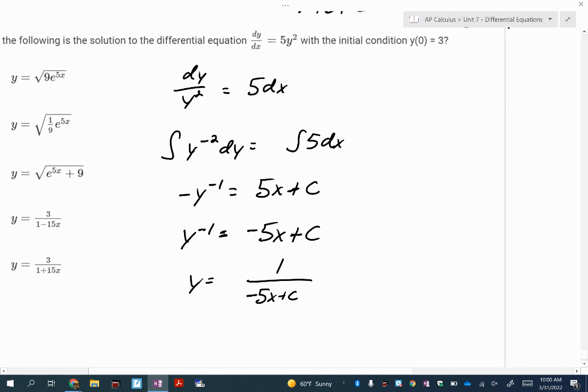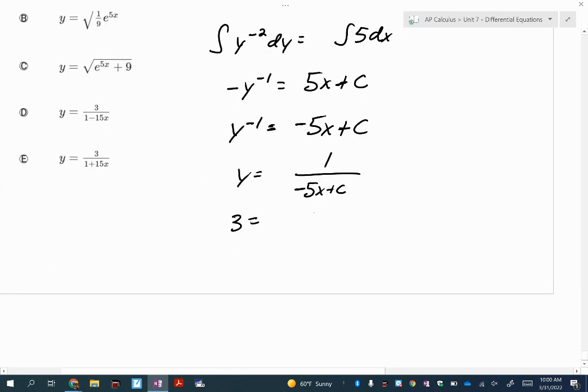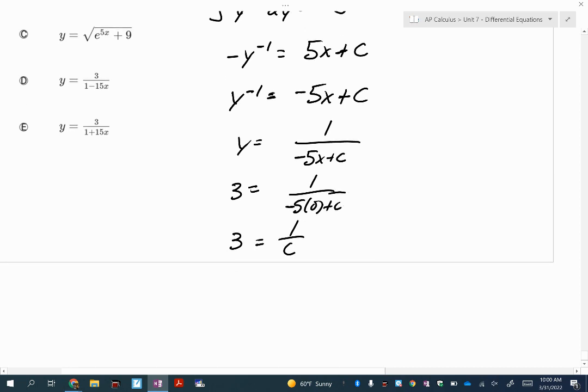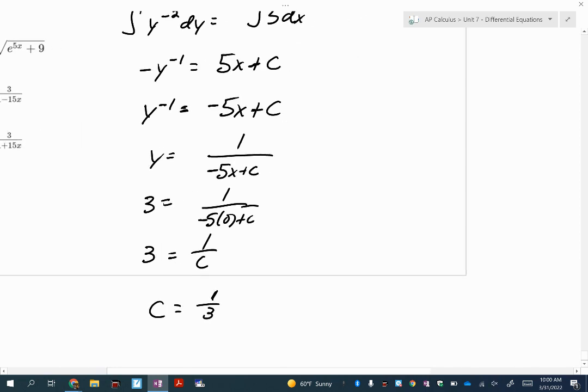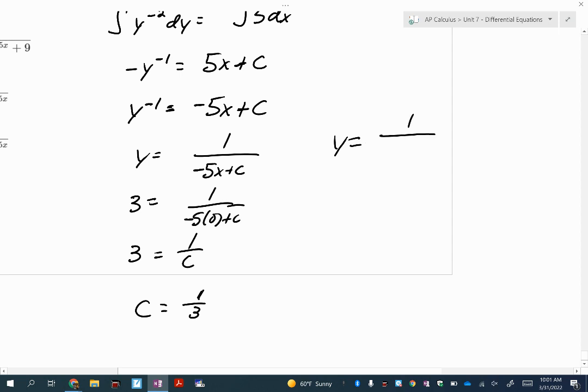And the initial condition is when x is 0, y is 3. So that's going to be 1 over c equals 3. So move this over and you get c equals 1/3. So the answer I'm writing is y equals 1 over negative 5x plus 1/3.